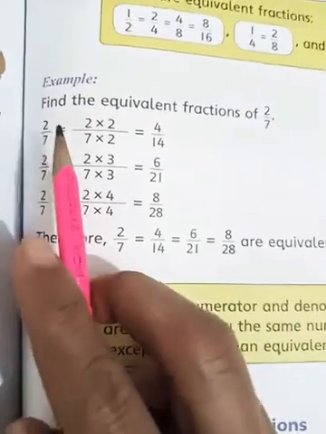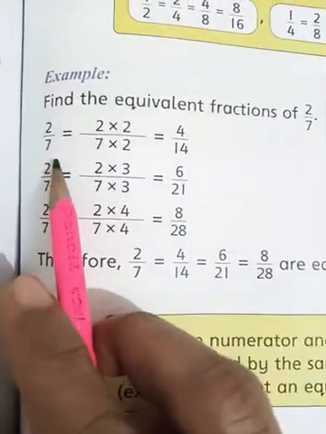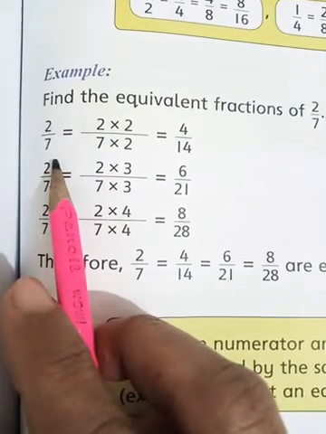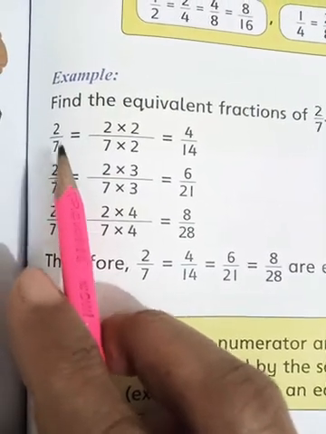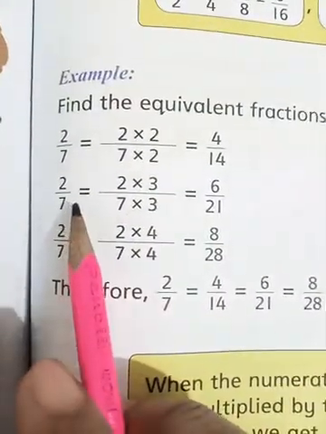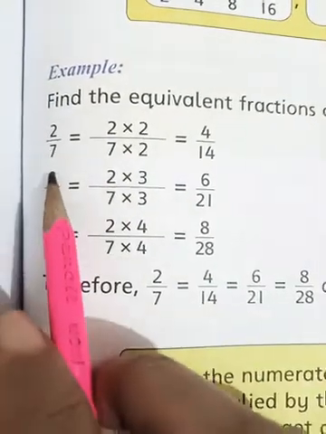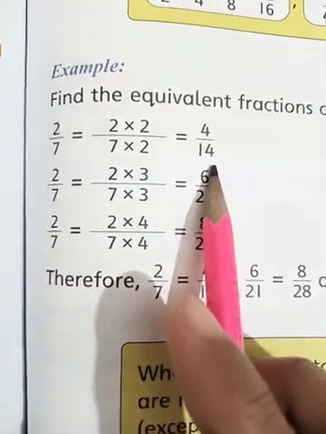Now let's see the example. Find the equivalent fractions of 2 upon 7. Now 2 upon 7, and you want to get the equivalent fraction. What you will do? You will multiply both numerator and denominator with the same number. So first they have multiplied it with 2. 2 2s are 4 and 7 2s are 14. Now 2 upon 7 and 4 upon 14 are equivalent.